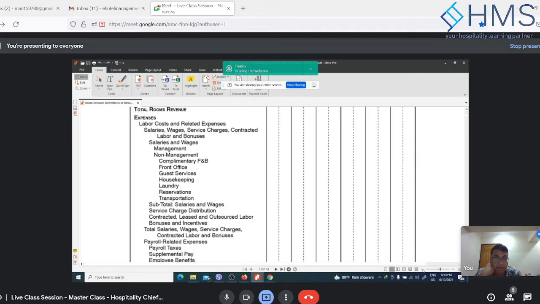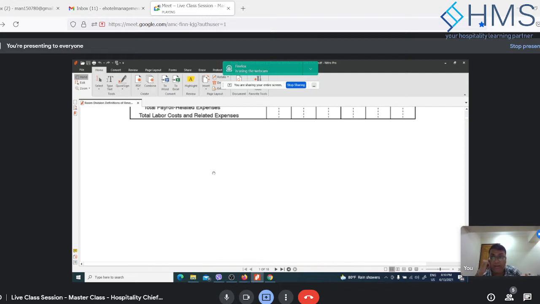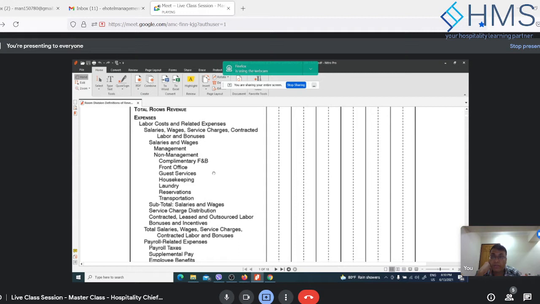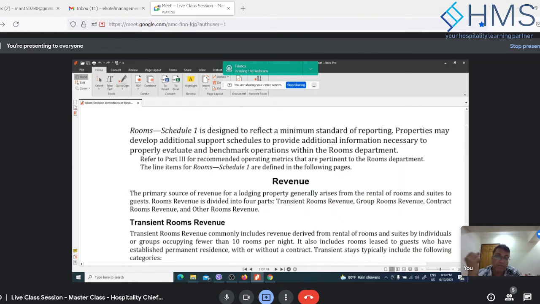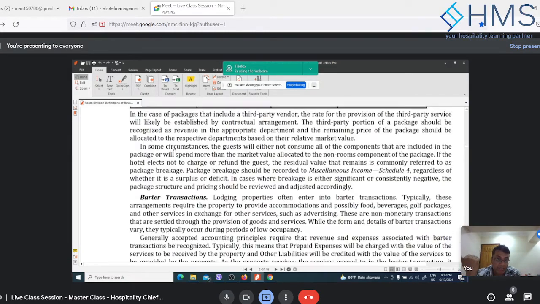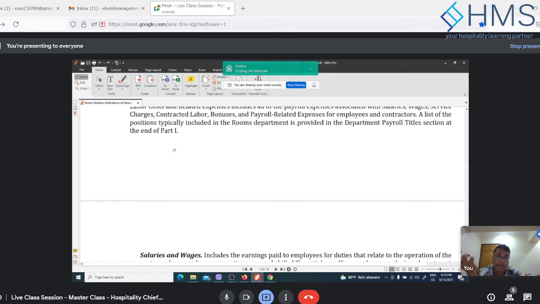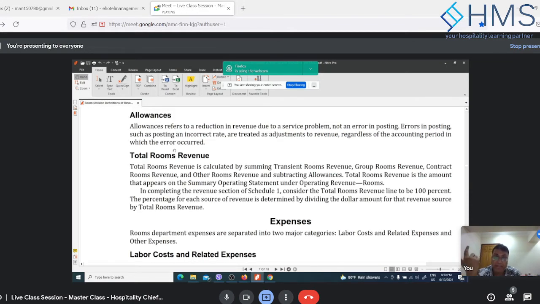But anyhow, no problem. As usual, you will see the expenses are divided into two parts: one is labor cost, and the other is other expenses. Labor cost is further divided into salaries and wages plus the payroll related expenses. The salary and wages include the basic salary and the contract labor. We're going to look at these definitions one by one very quickly, and then we will see how we actually account for and define the chart of accounts for our expenses.